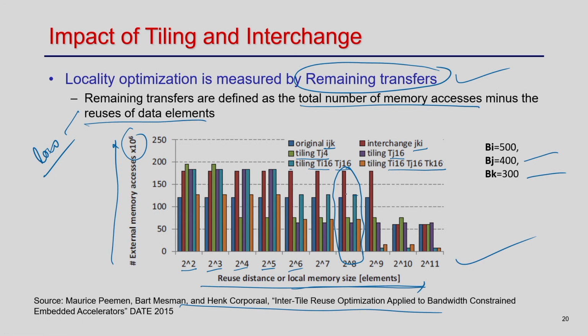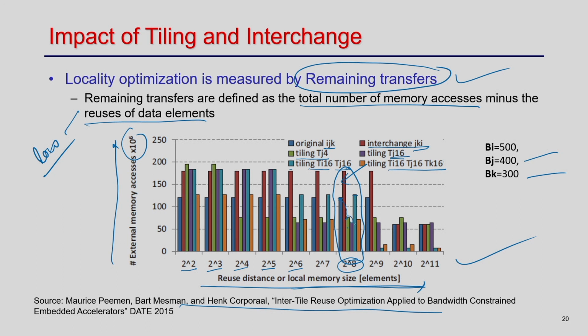If you just do this interchange of j and k, your memory access actually improves a lot. But it does not give you any benefit when your local memory size is 2 to the power 8. Whereas this green one, the tiling of j, gives a good benefit. From the original one it reduces a lot. That means your locality of reference increases further when you use the tile of 16.